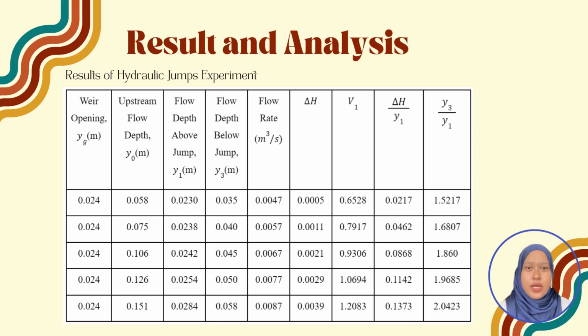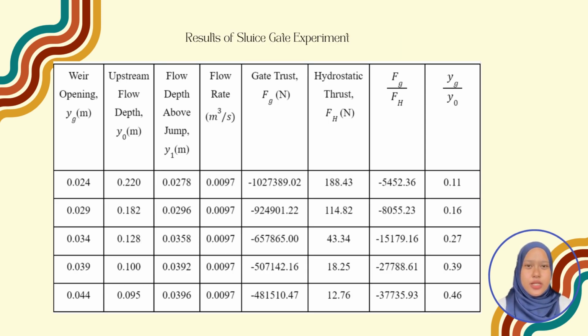This is the result for case 1, which is the hydraulic jump experiment. For this experiment, the manipulated variable is flow rate and our constant variable is weir opening. For values Y0, Y1 and Y3, we got them from the experiment, and the rest we used calculation for the value. This is the result for case 2, which is the sluice gate experiment. For this experiment, the manipulated variable is gate opening and our constant variable is flow rate. For values Y0 and Y1, we got them from the experiment, and the rest we used calculation.